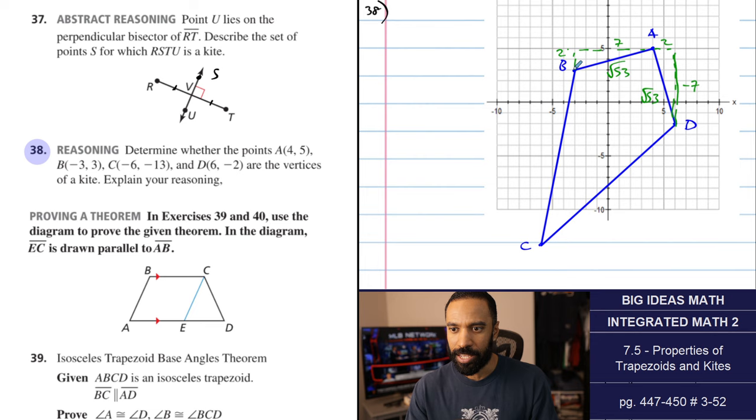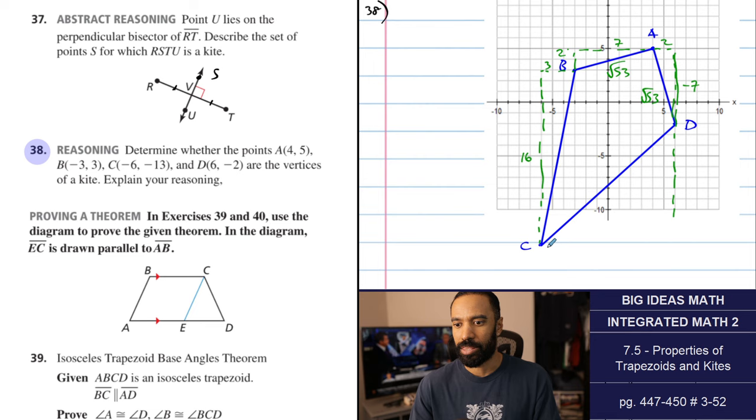Now let's check on these guys. From B to C, that's from -3 to -6. That's 3. And -6, -3. So -13 up to 3. That's 16. Ooh, so these counts may not be the same. Doesn't mean that the Pythagorean theorem won't make them the same length. So I do have to use the Pythagorean theorem this time. So from -6 to positive 6 is 12. And from -13 to -2 is 11. So let's check this one.